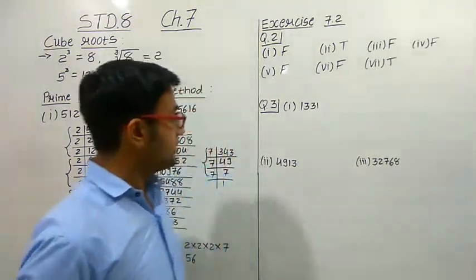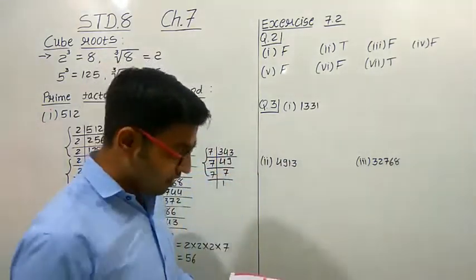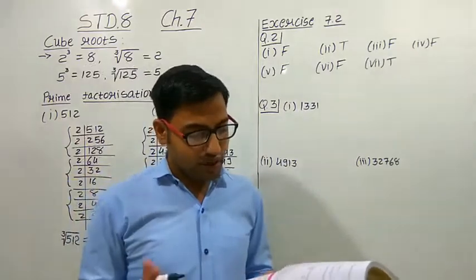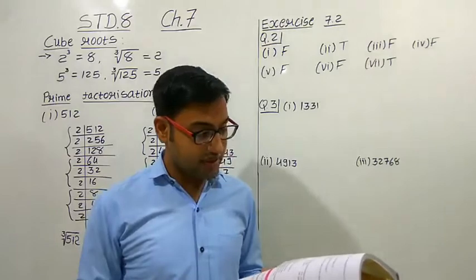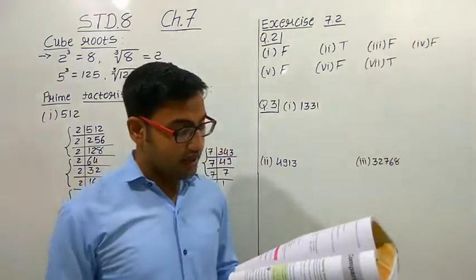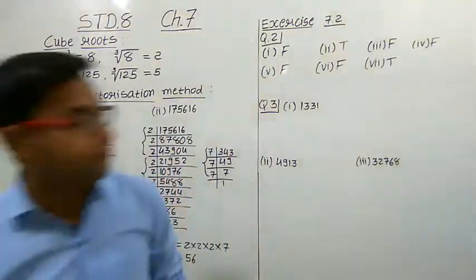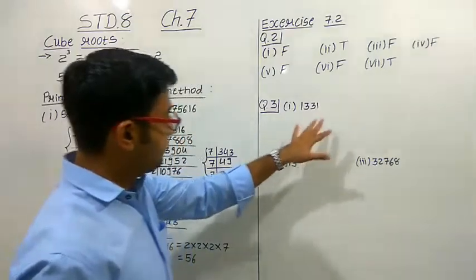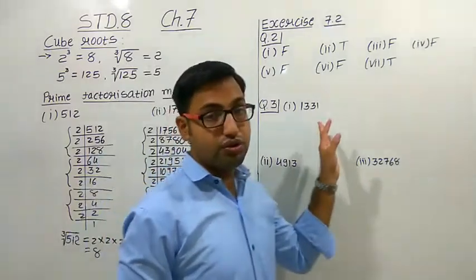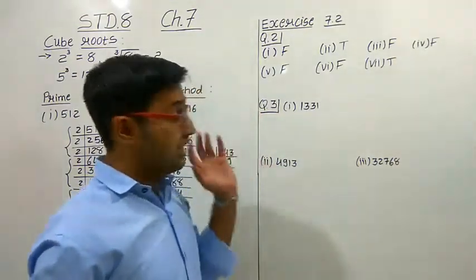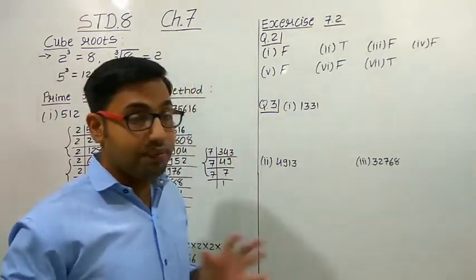Now let us study question number 3. You are told that 1331 is a perfect cube. Can you guess without factorization what its cube root is? Similarly, guess the cube roots of 4913 and 32768. Here we have to find the cube root, and we know there is a method, prime factorization, but we do not have to use prime factorization here. We have to use the estimation method. Now see how to apply this method.